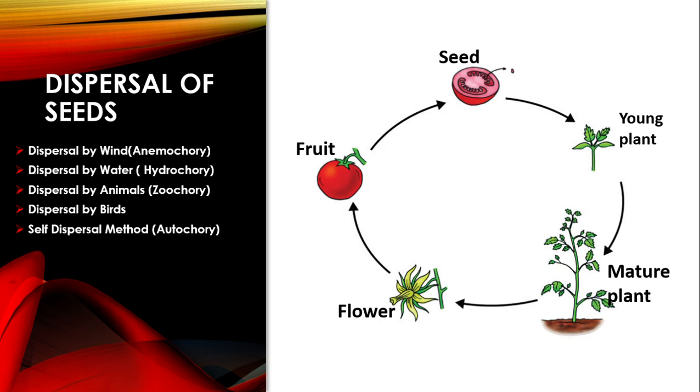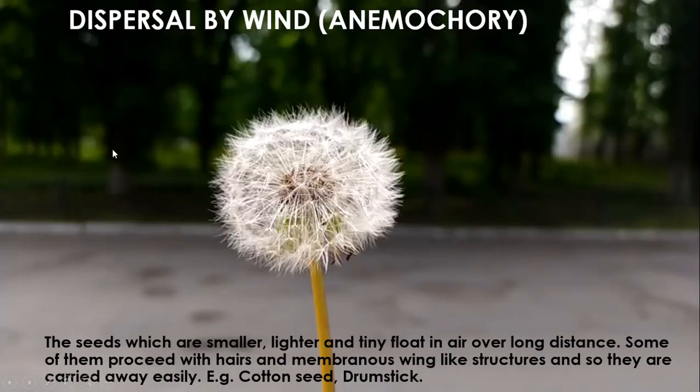But by nature, the seeds and the fruits of the plants are distributed far and wide by various agencies. The agencies are nothing but wind, water, animals, birds and self method. Children, as you can see, under dispersal of seeds we are going to discuss these five topics. So let us see the first one, dispersal by wind.